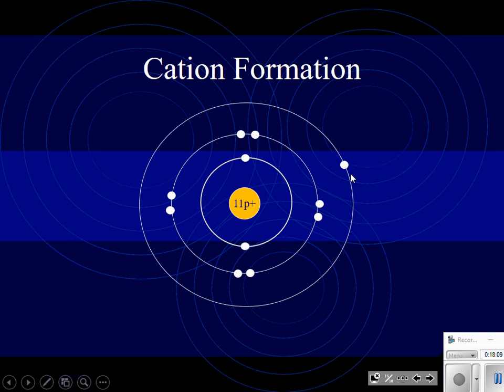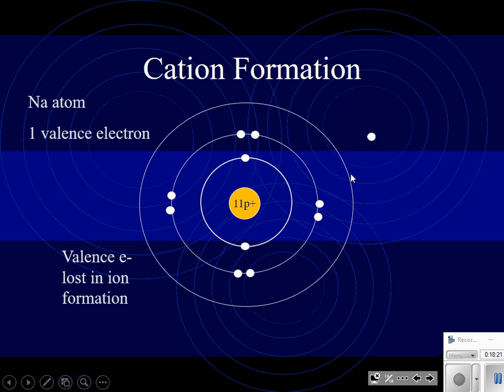What's the other alternative? Gain 7? Which is going to be easiest? The path of least resistance to lose that 1. So, once again, sodium shoots that 1 out of there. All of a sudden, we don't have that third level. We now have a filled valence level, correct?